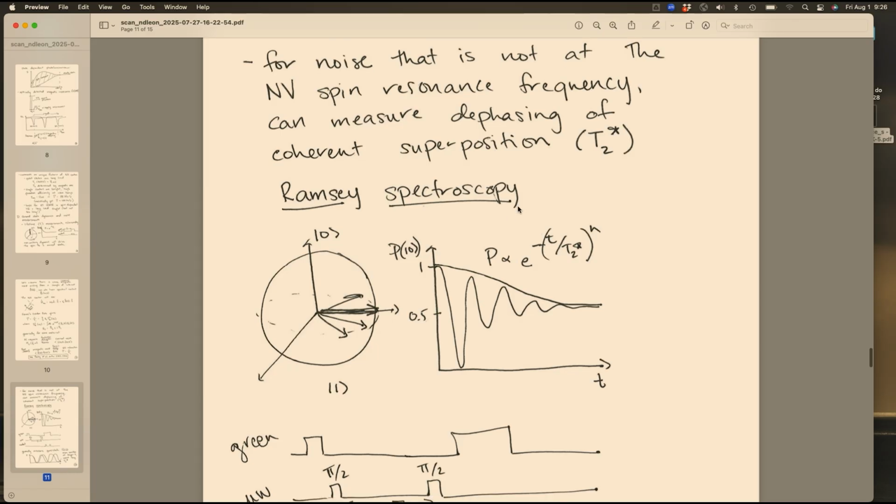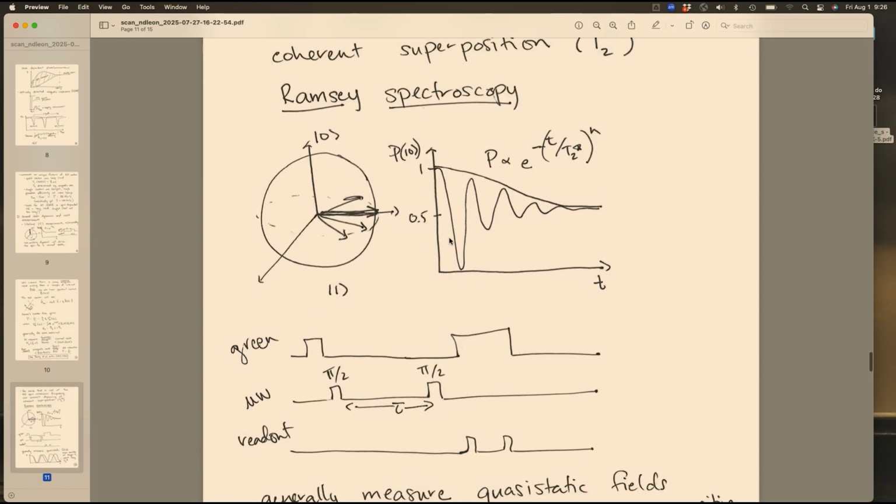projective measurement. And what this is going to give you is a decoherence curve that gives you a decay constant of T2 star. And then this, in general, measures your quasi-static fields with as high a precision as your quantum sensor will allow you to. Right? So these are the best measurements.